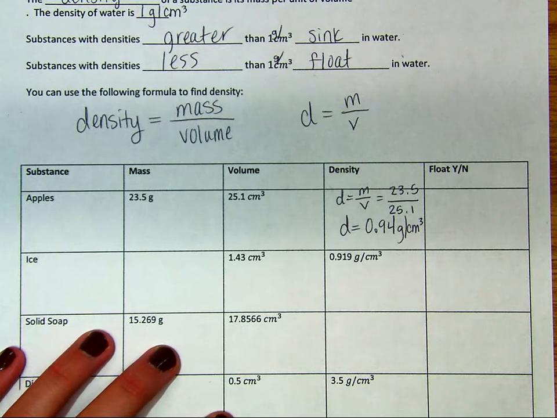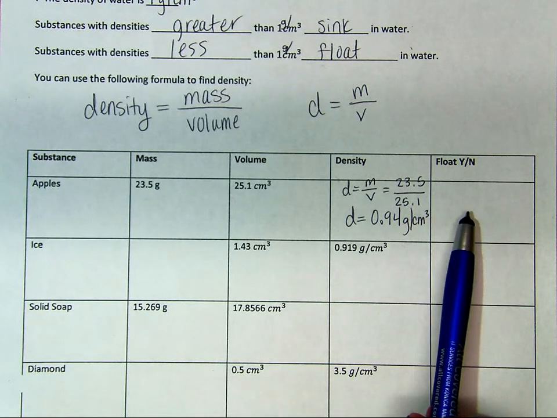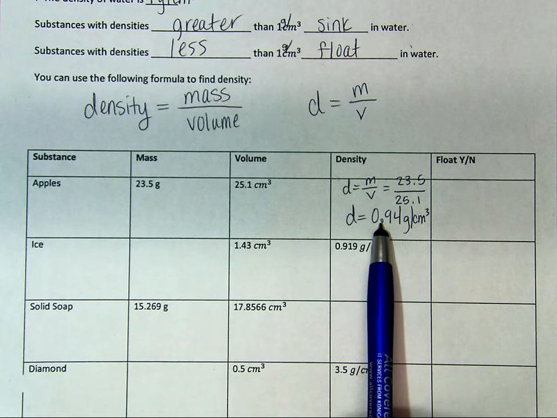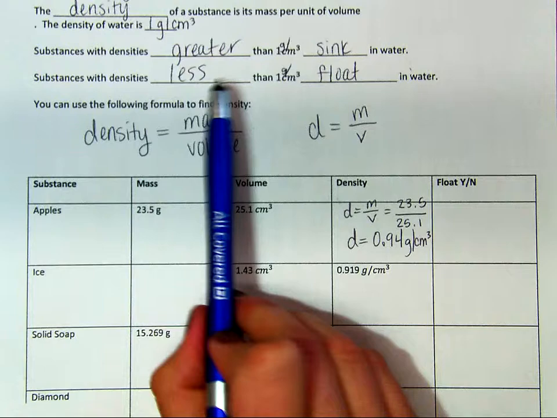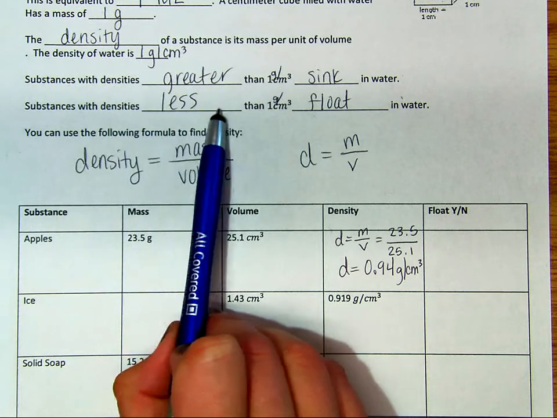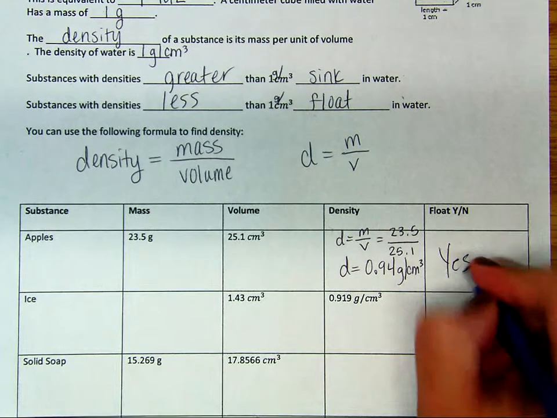Okay, so there's your density. And then we're going to think about, would this float in water? Well, 0.94 is less than 1, so the density is less than that of water. Substances with densities less than 1 gram per centimeter cubed would float. So this would be yes.